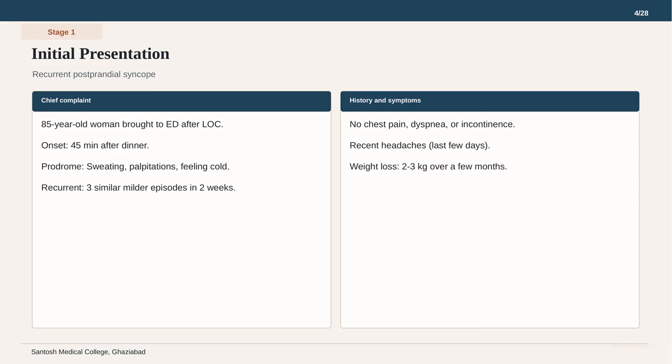Shifting to the right panel, her history reveals no chest pain, shortness of breath, or incontinence. However, she does report recent headaches over the last few days and an unintentional weight loss of 2 to 3 kilograms over a few months. This combination of a highly specific post-meal timing and generalized decline requires careful interpretation. Let us pause for a moment to consider how we should frame this initial data.